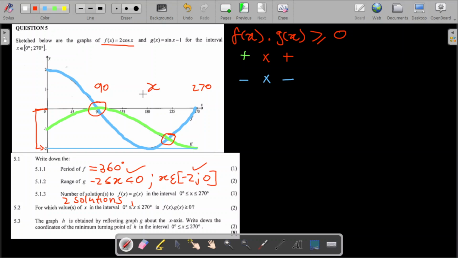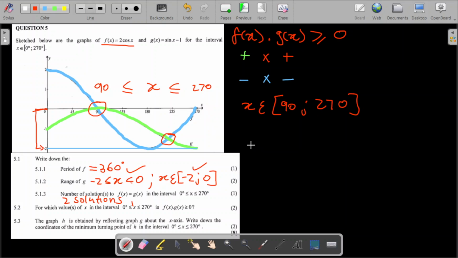So from here, we can say your x value is greater than or equal to 90, and less than or equal to 270. So this is where you can write the answer of 5.2. Or you can say x is an element of the square bracket where you say 90 and 270. Both of these answers are correct. It's up to you which one you write.